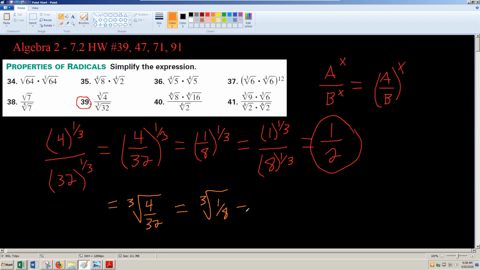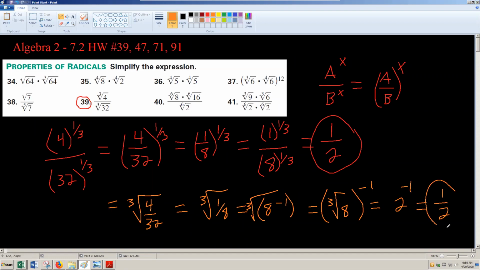One thing we could do is rewrite this as 8 to the -1. And here, this is a cube root. I can move this -1 onto the outside. So I can rewrite this as the cube root of 8, and then this whole thing raised to the -1. The cube root of 8 is 2. 2 to the -1 is 1/2. So it doesn't matter which way you pursue it, which notation you use, we're still going to get to the same conclusion. Any questions on 39?